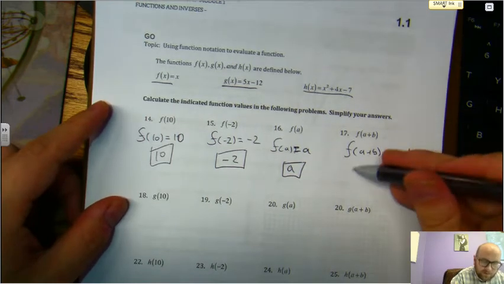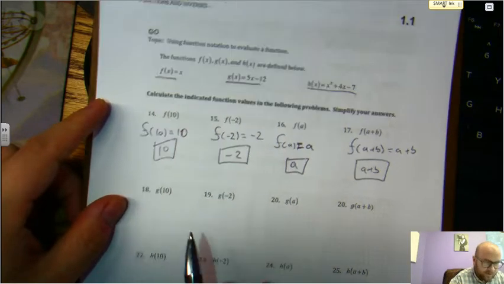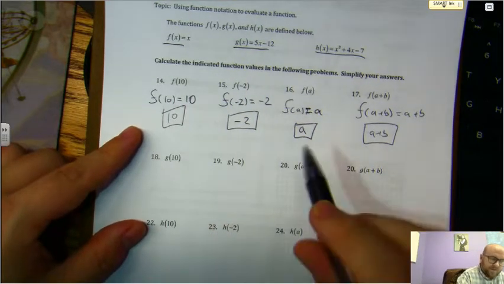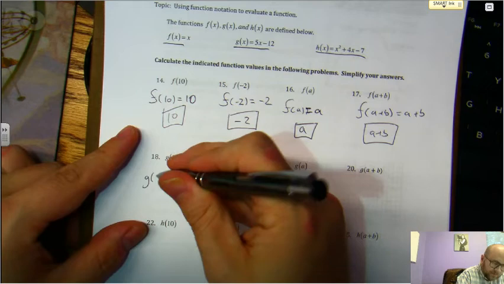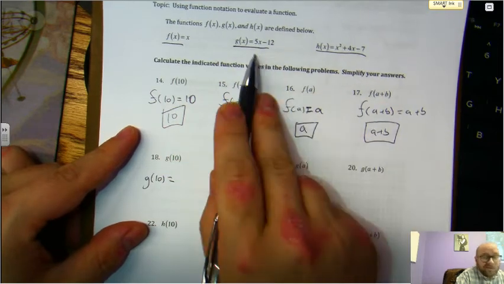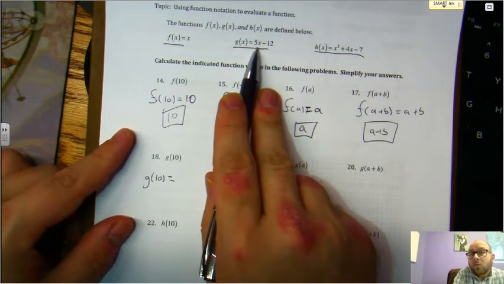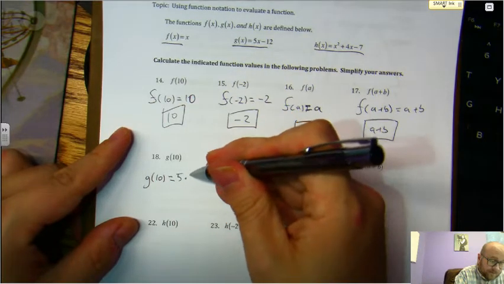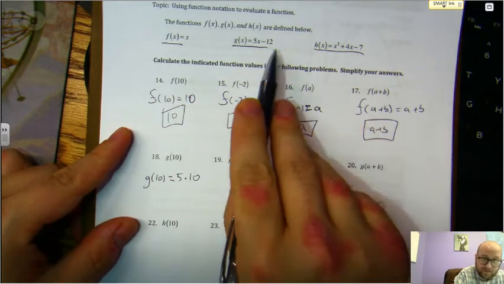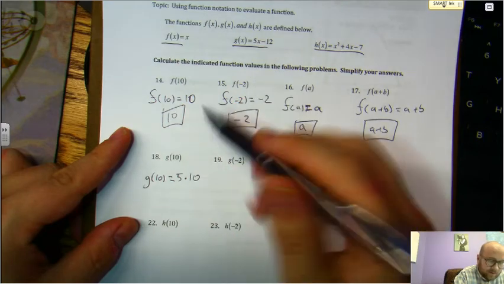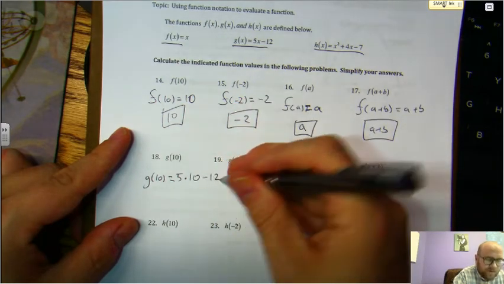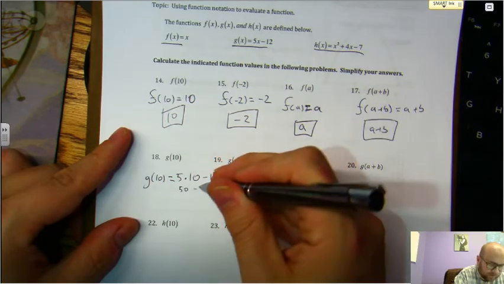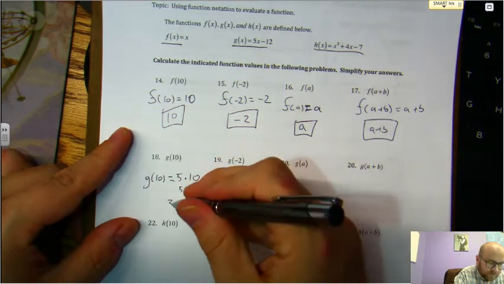But things get a little bit more interesting when we look at these other options. For example, let's look at number 18 real fast. Number 18 asks us for g of 10. So if g of 10, what do we do differently? Well, we don't really do anything differently, but all we're filling in for is that x. So this is going to be 5 times 10, right? Because it was 5 times x. Now we're going to say 5 times 10, and then minus 12. So we got to do a little bit more arithmetic. 5 times 10 is 50, minus 12, and that's going to be 38.